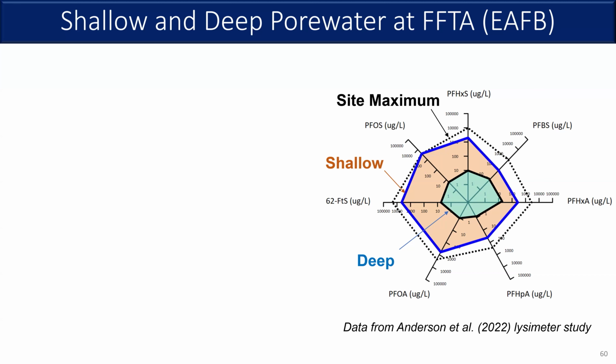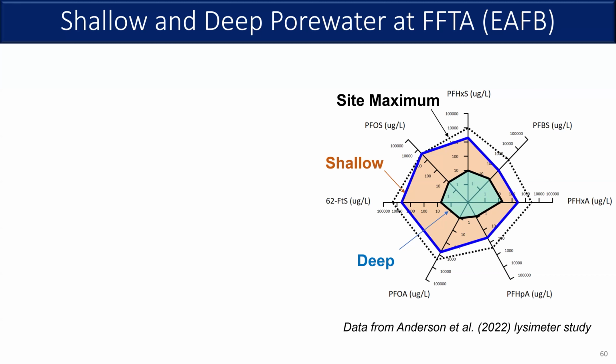All I'm showing are differences in concentration for the main PFAS measured in pore water below the former fire training area. And the dotted line is the maximum of all pore water samples anywhere in the former fire training area. This is one lysimeter where the blue data series represents shallow pore water concentrations. The black data series that's inside represents the deep pore water concentrations. And what you can see is the same thing.